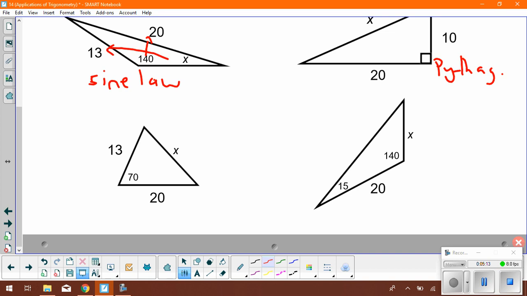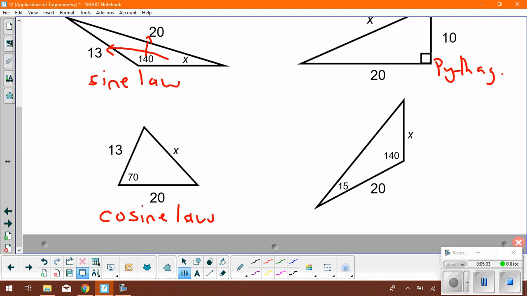Right, so again, you're back. So this one on the left, I have two sides and the angle between them. That looks a lot like the ones we were doing yesterday. So this one is cosine law.